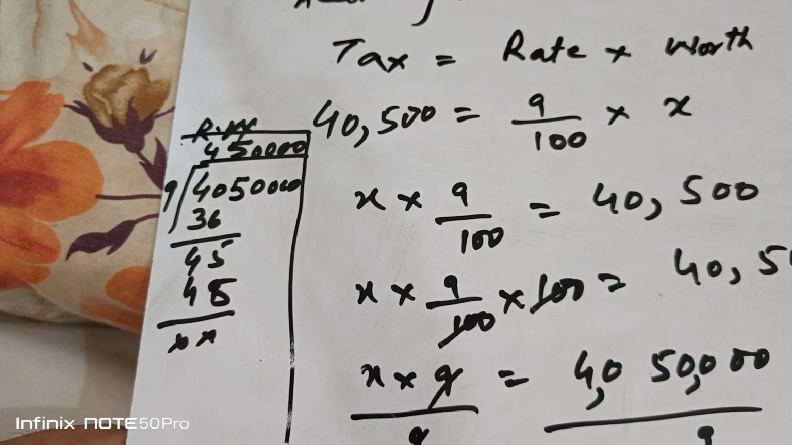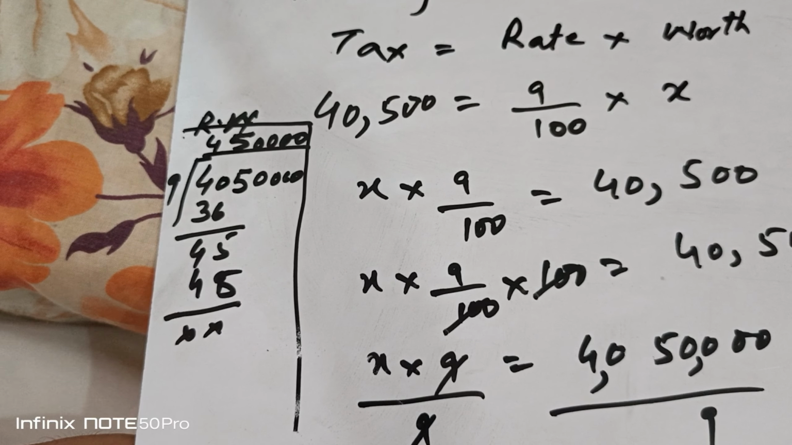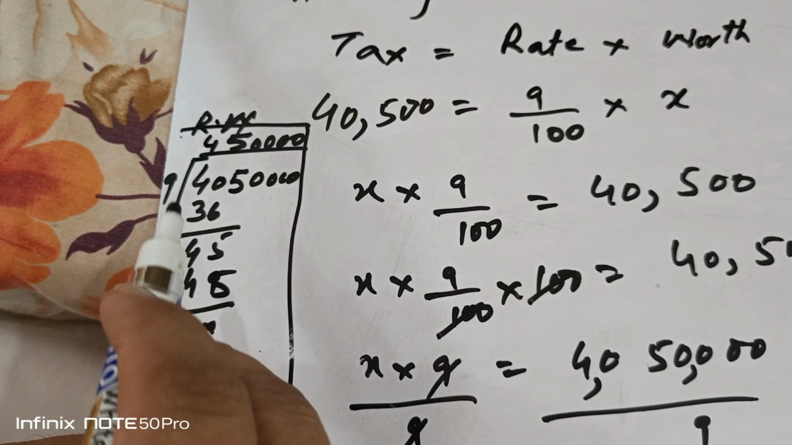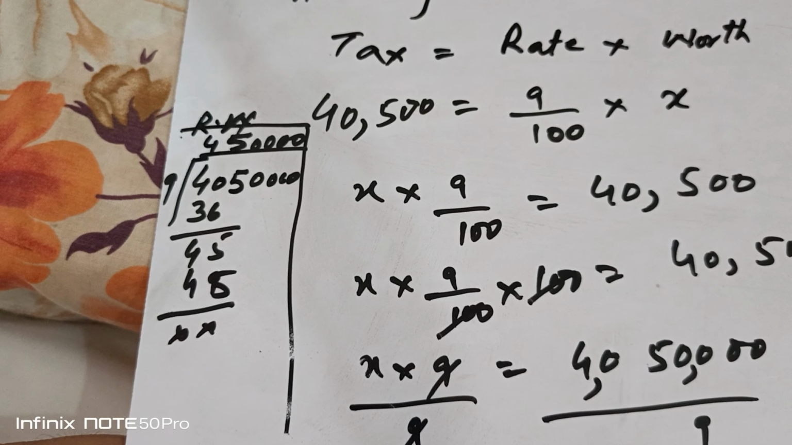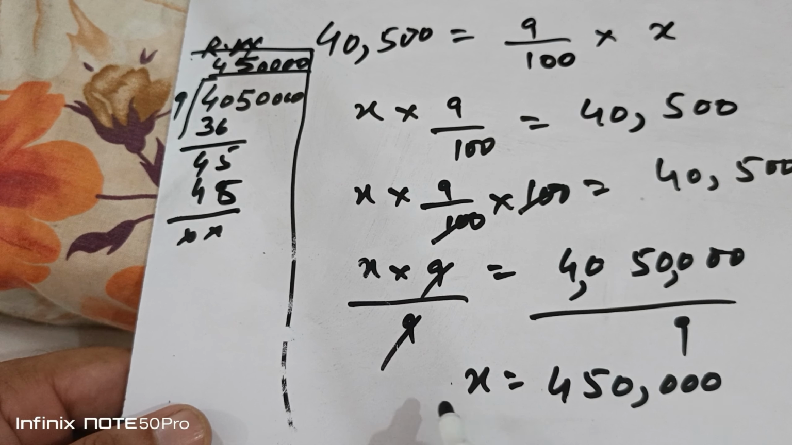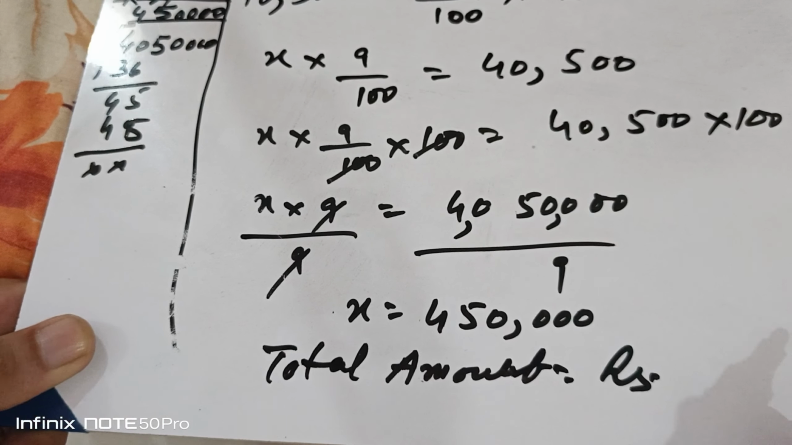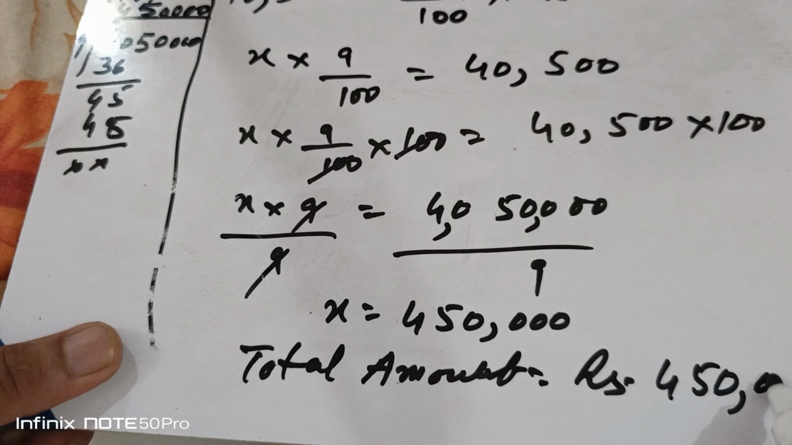Yes, you have seen that I have written here, and this is in x, this amount will be written here, 450, and then 000. So what is this? This is the total amount. We can say total amount is equal to rupees 450,000.